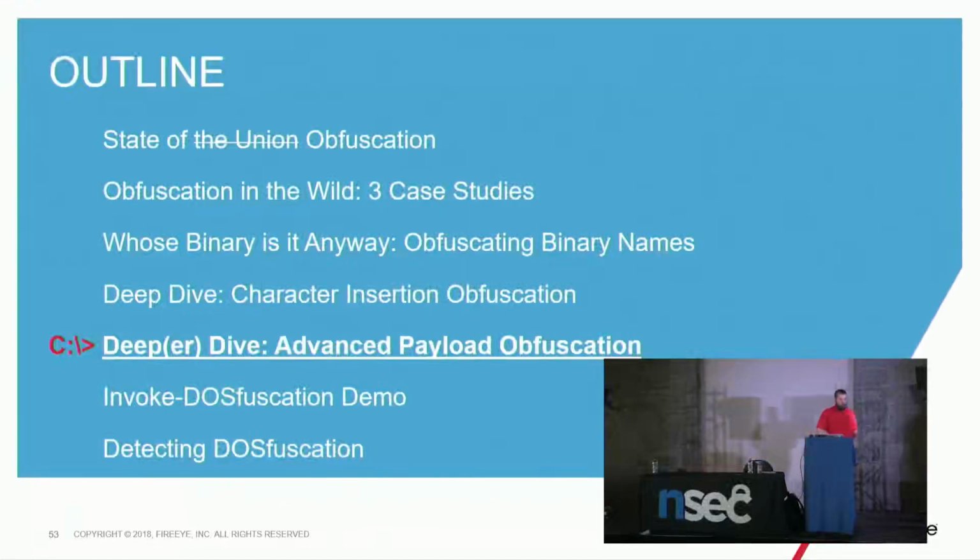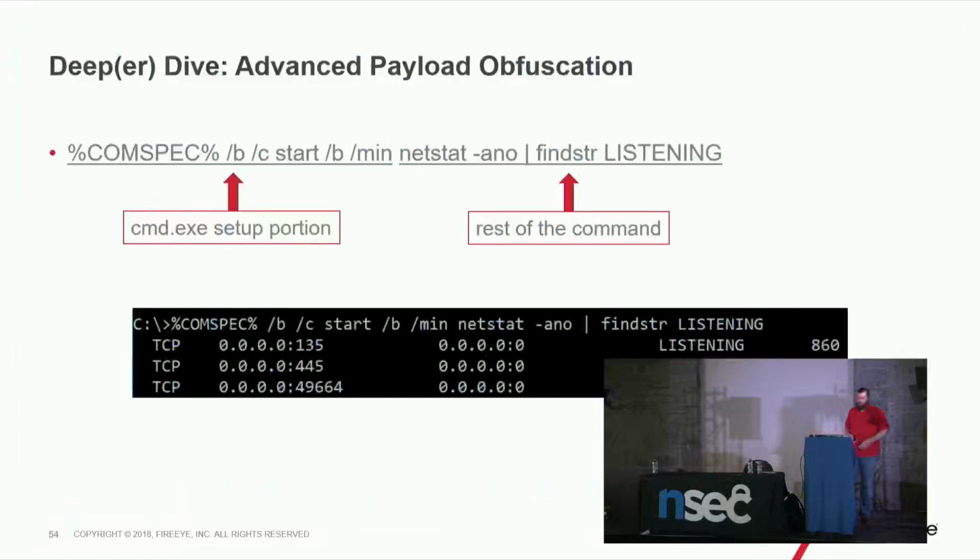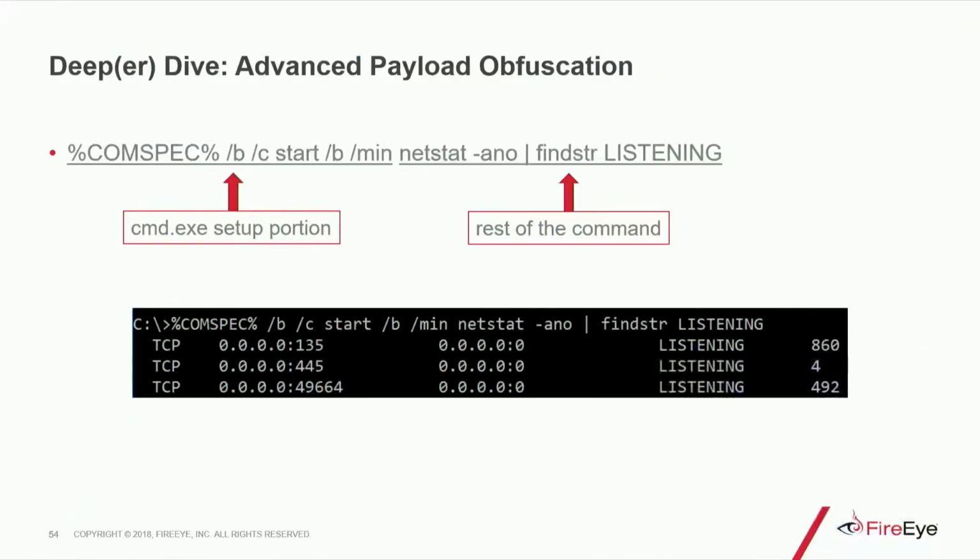So let's keep going into advanced payload obfuscation. Now, I use this example here, and if you're a defender, the first half of this command might look familiar. %comspec% /b /c start /b /min. This is used all over the place by Metasploit and several other tools. And if you see this in the registry in a run key, if you see this in a Security 7045 service creation, then you have some issues.